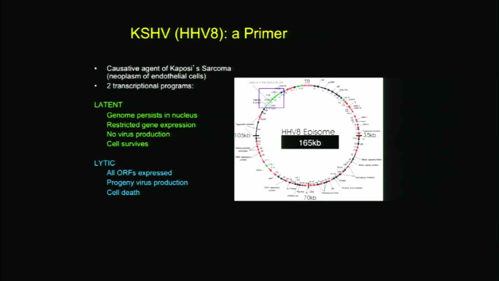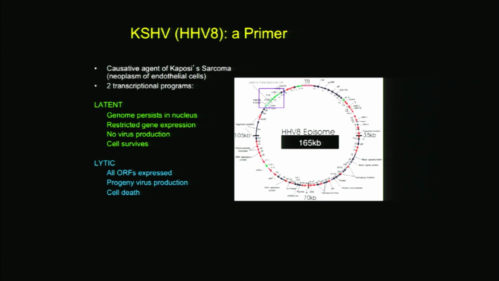Now, the causative agent of KS is a herpes virus, KSHV. And like all herpes viruses, these are huge DNA viruses. KSHV has a 165 kb genome. There are over 100 open reading frames. And like all herpes viruses, textbooks say that there are two genetic programs that herpes viruses engage in. A latency program in which the genome persists in a cryptic form, largely in the nucleus, with highly restricted gene expression. In KSHV latency, most of the latent gene expression comes from this small collection of genes shown in the box here, just a handful of genes.